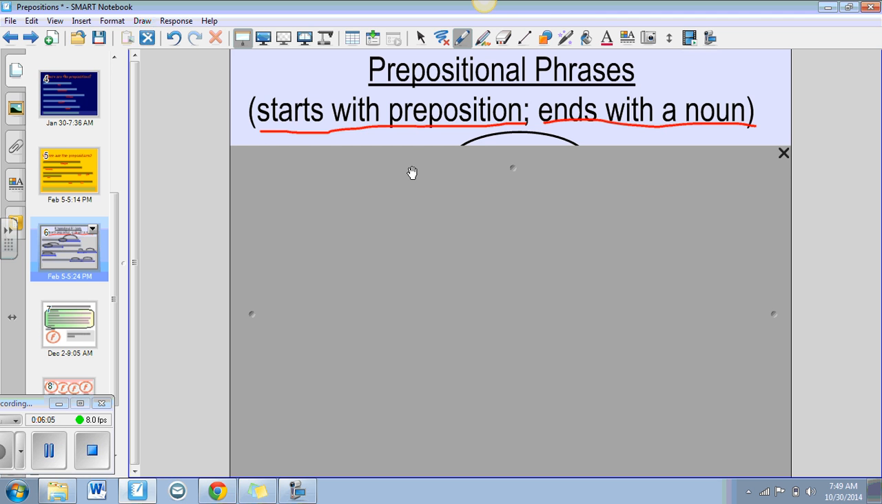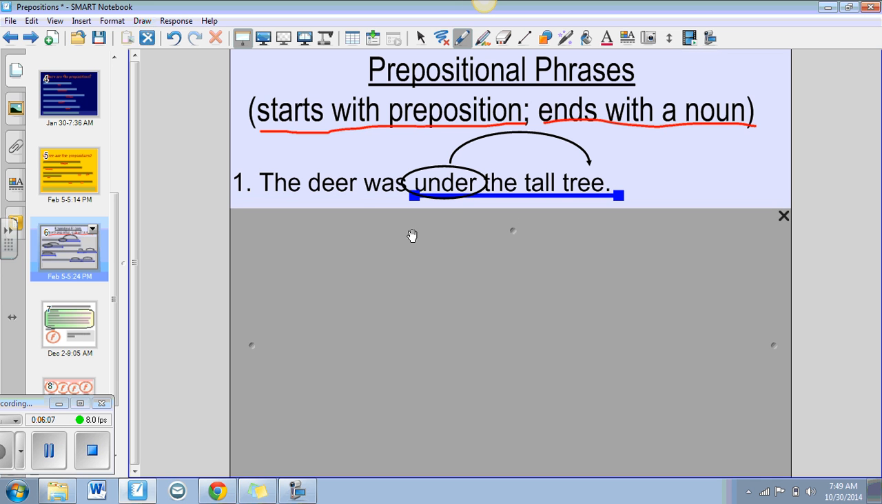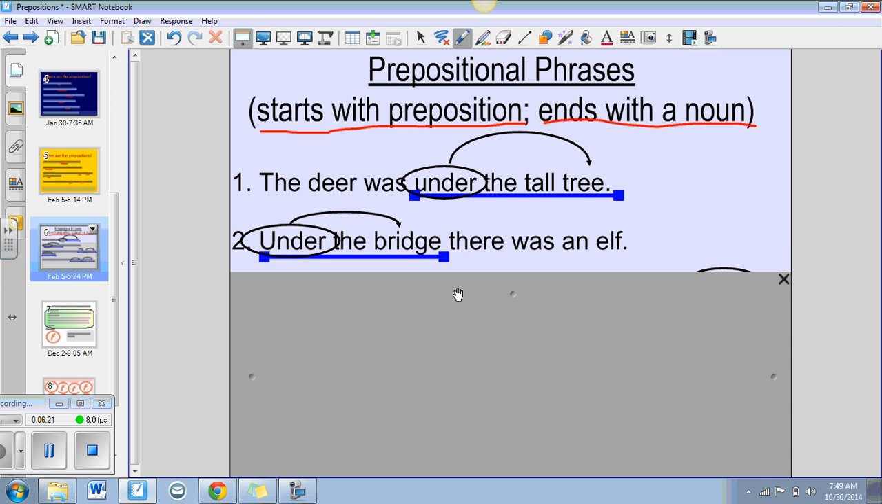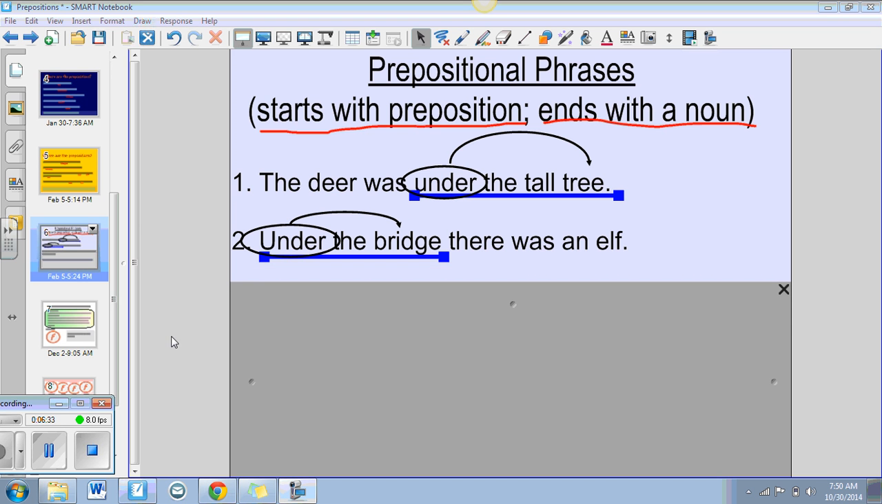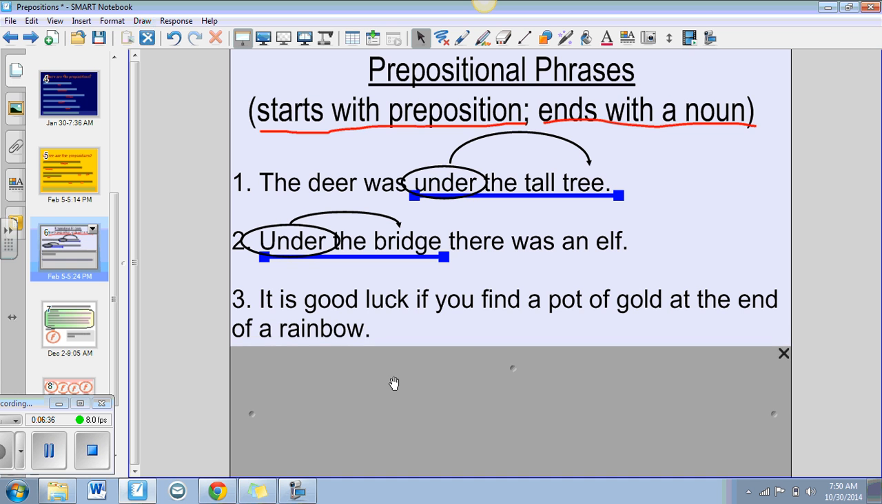So let's look at some examples. The deer was under the tall tree. Under is my preposition, and my noun is tree. Here in my next sentence, under the bridge there was an elf. Under is my preposition. The phrase ends with the noun bridge. Okay, let's look at the next sentence. Can you identify the prepositional phrases?